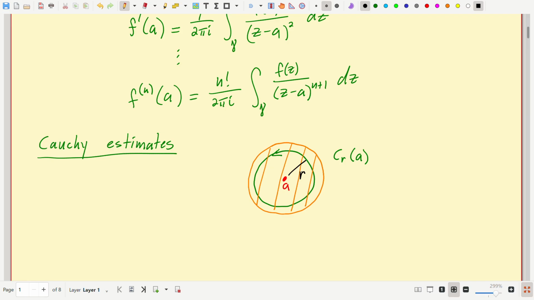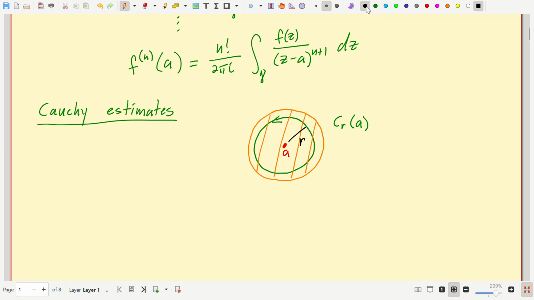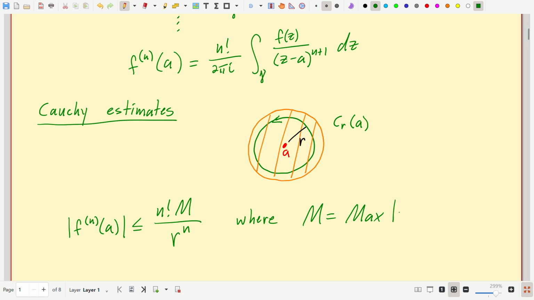Well, when I look at that formula, I guess I should write out what the estimates are. The estimates are the nth derivative at A, the center of the circle, is less than or equal to n factorial times M divided by r to the n, where M is equal to the max of the modulus of f on the circle.